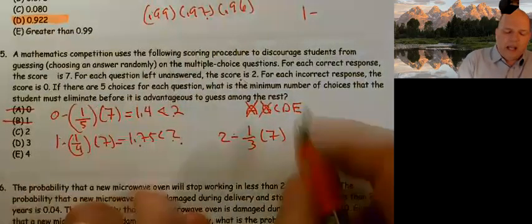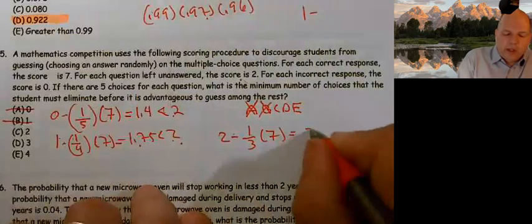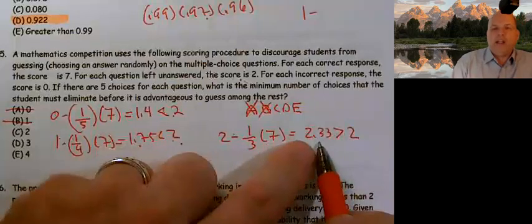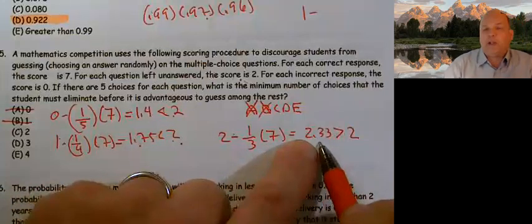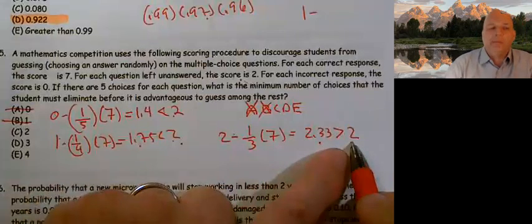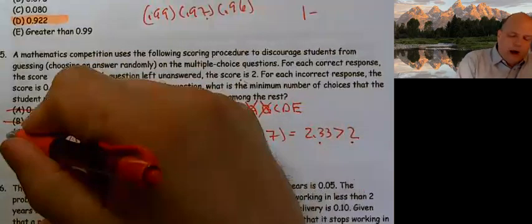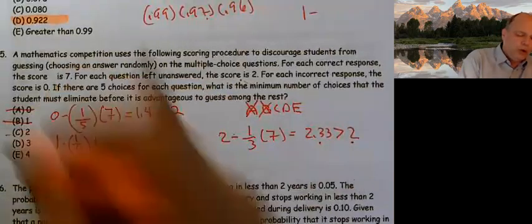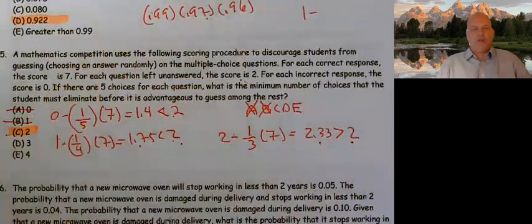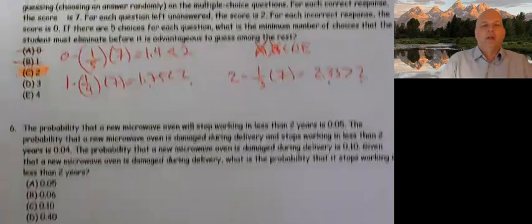All right, if I can guess that, 2.333 is greater than 2. So guessing at this point, I would expect to get 2.3 points, as opposed to the 2 points for leaving it blank. So I would be better off if I can eliminate 2 than leaving it blank. If I can eliminate 2 answer choices and guess, I should go ahead and guess. I'm better off doing that.